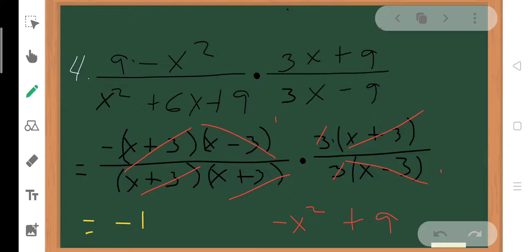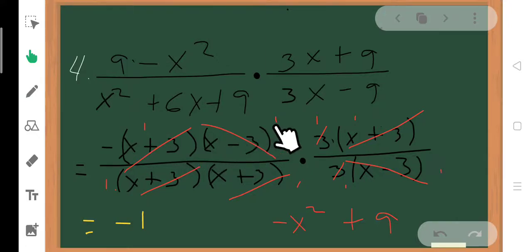We have negative 1. This one means negative 1 times 1, because x plus 3 divided by x plus 3 is 1. So negative 1 times 1 times 1 is negative 1. Times 1 here, because 3 divided by 3 is also equal to 1. x plus 3 divided by x plus 3 is also equal to 1. So this is 1, this is also 1, and this is 1. This is also 1. So overall, we have negative 1 times 1, that's negative 1.